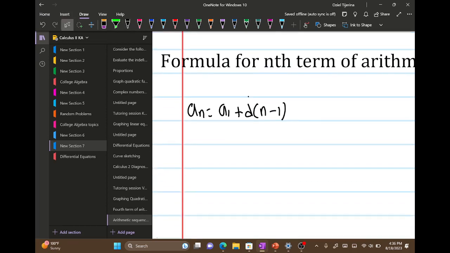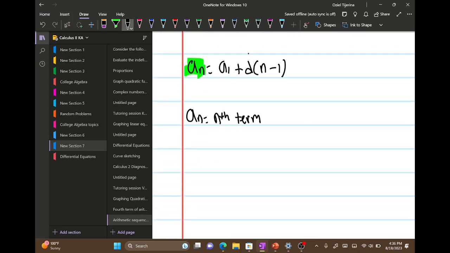The way I want to label this is, we know that A sub n is the nth term. So this defines our nth term. Let me write that down. A sub n would be my nth term, and then A sub 1 would be my first term.